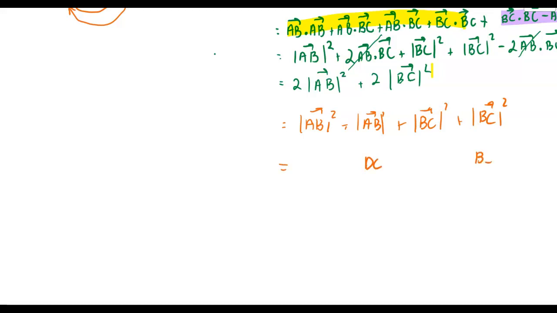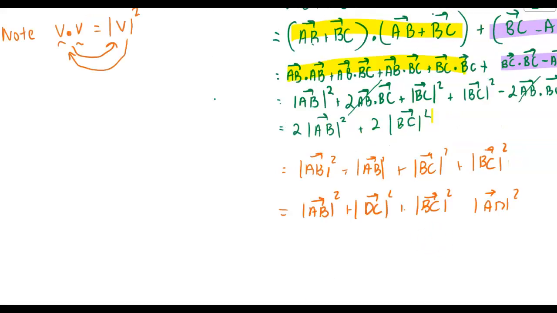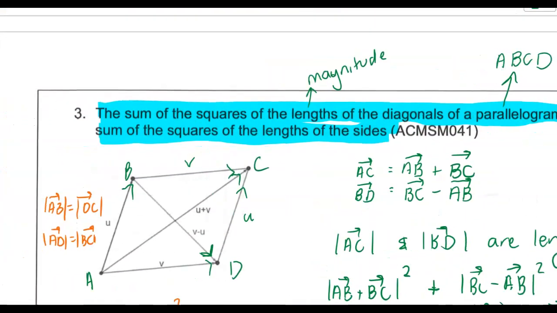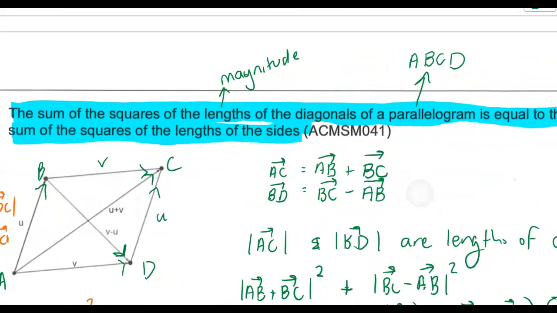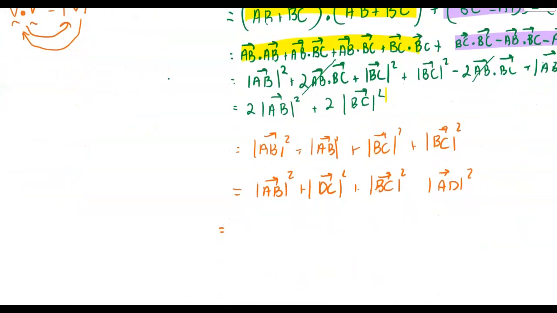So that's, oops, my pen's having problems. Magnitude of AB squared plus the magnitude of DC squared plus the magnitude of BC squared. Oh, and I forgot the name of the last one. What's the magnitude of our last one? The last one's AD, which is what we were trying to prove to start with, is the sum of the squares of the lengths of the sides. Write that in there. So we've finished our proof.